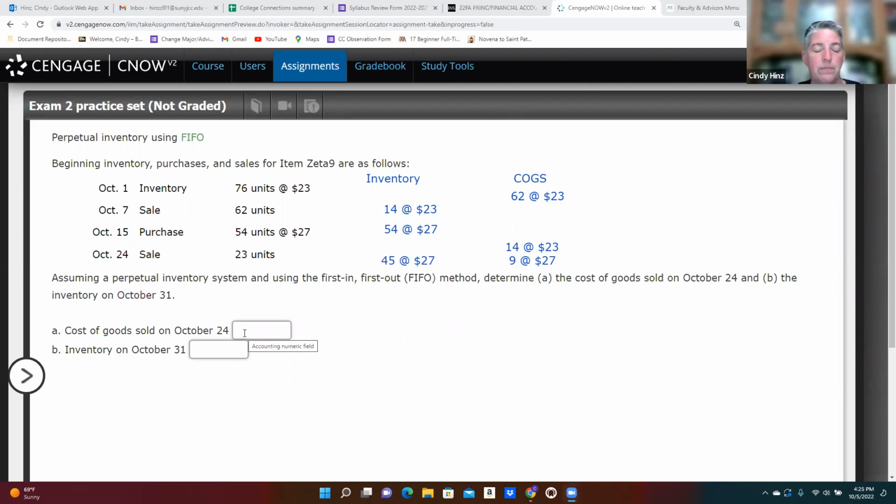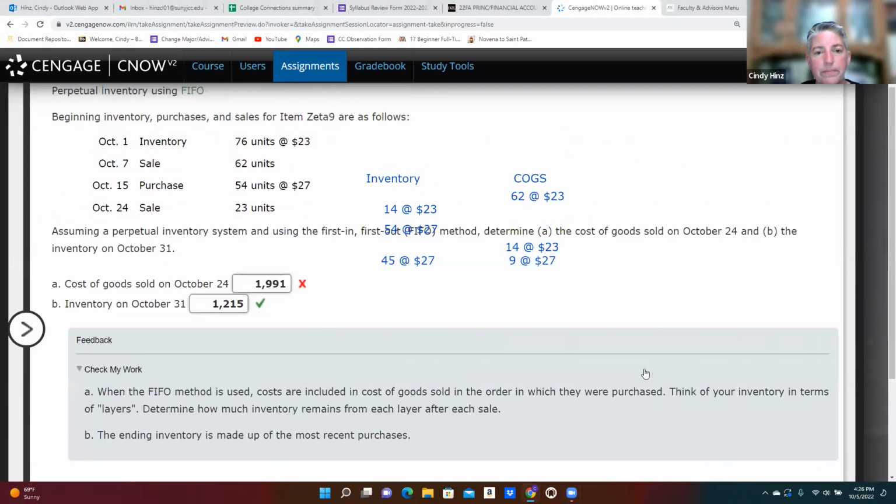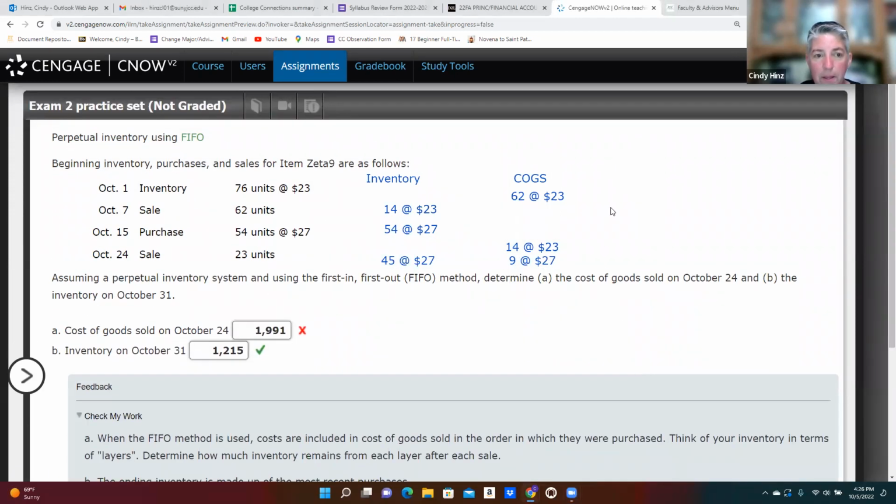And if I plug that in right, should be $1,991. And then our inventory at the end of the month is just what we have left, and that's 45 at 27, or $1,215. And I obviously didn't do the math right. Let me check my calculator. We sold 62 at 23, and then we sold 14 at 23.